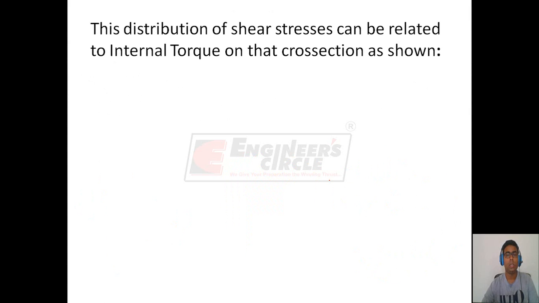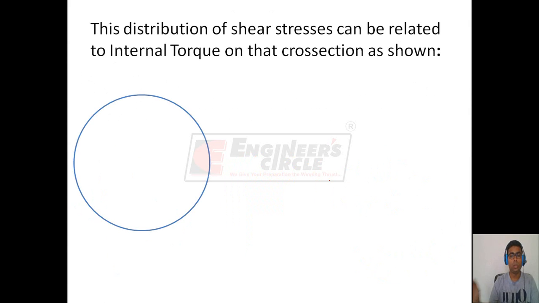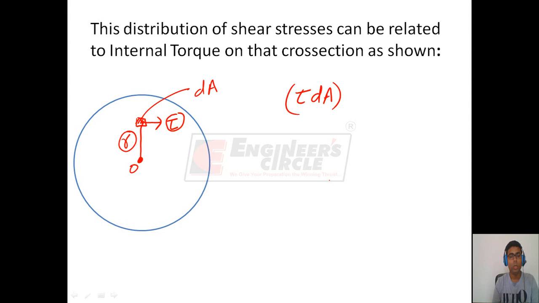To relate the shear stresses with the internal torque, consider any cross section. The internal torque about the center of the cross section, that is point O, can be found by taking moment of the shear stresses at point O. Let the shear stress at any distance r be tau. Therefore, the shear force due to this shear stress on this small area dA at any distance r from the center is given by tau into dA. So this is the shear force which is giving a moment of force into distance at point O.